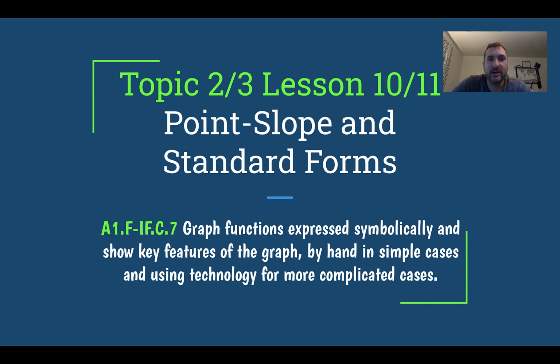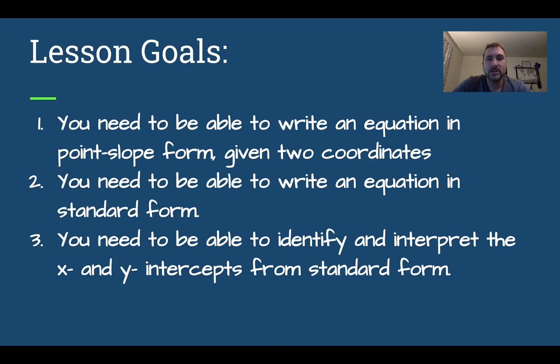Hey there, Mr. Weaver here, and this lesson is a shortened and combined version of lessons 10 and 11 on both point slope form and standard form. So after this lesson, you need to be able to write an equation in point slope form if you're given two coordinates, and write an equation in standard form. You also need to be able to identify and interpret the x and y intercepts from standard form.